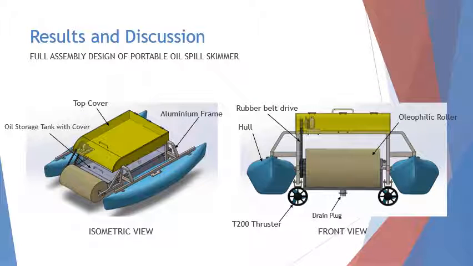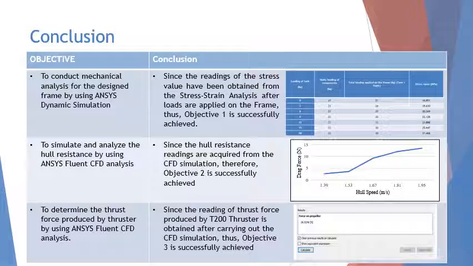The figure, isometric view and front view, is shown as the full assembly design of portable oil spill skimmer. It can be concluded that Objective 1, Objective 2 and Objective 3 have successfully been achieved. The stress strain analysis is done. The hull resistance CFD simulation is also done. And finally, the T200 thruster CFD simulation is also done.